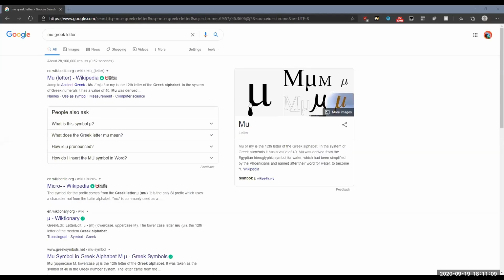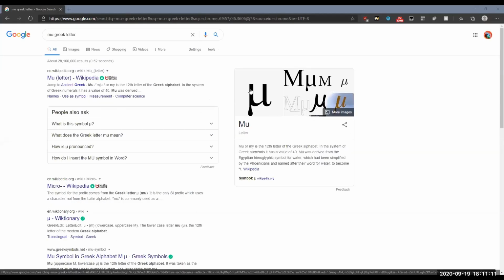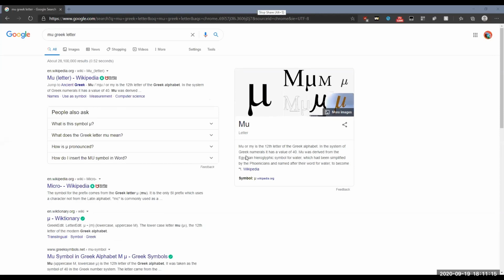Okay, so this is mu. It looks kind of like a U, but you can also see it like an M right here. It's called mu. It's the 12th letter of the Greek alphabet. It's used in stats.